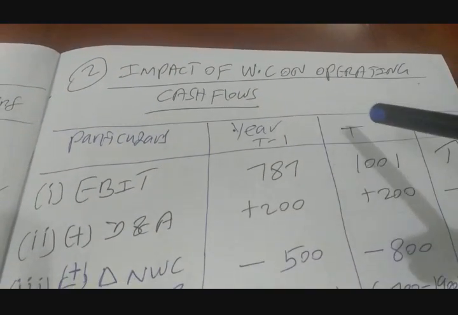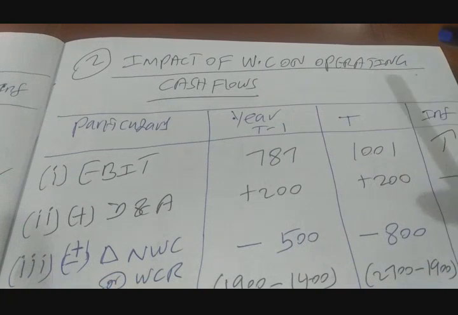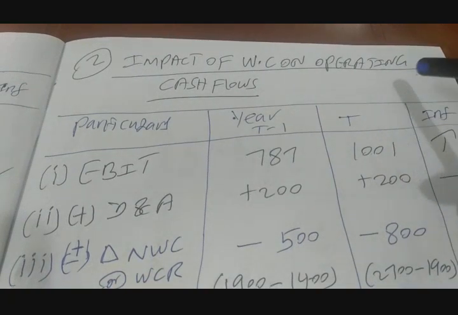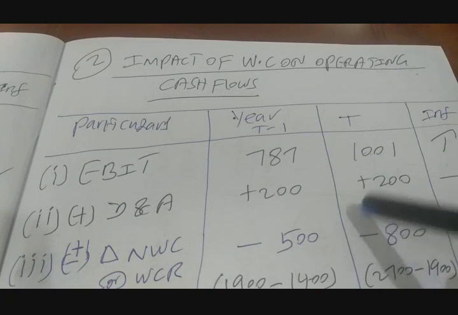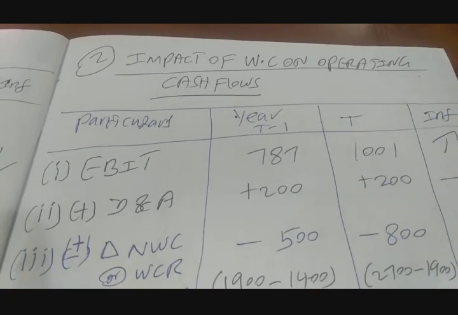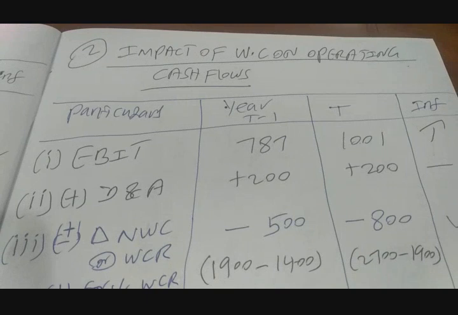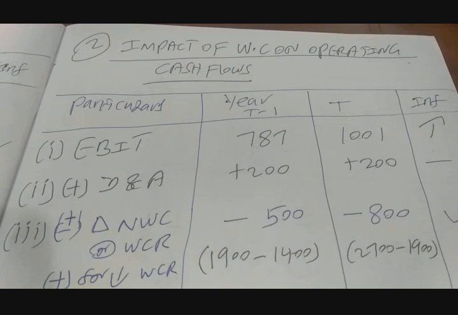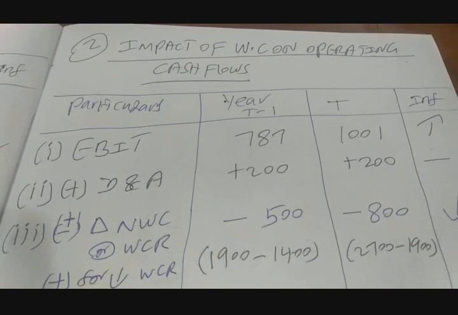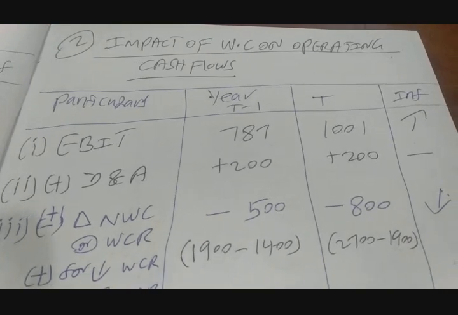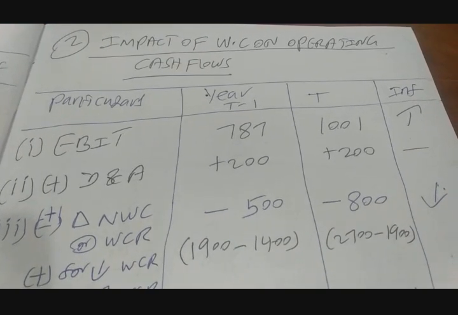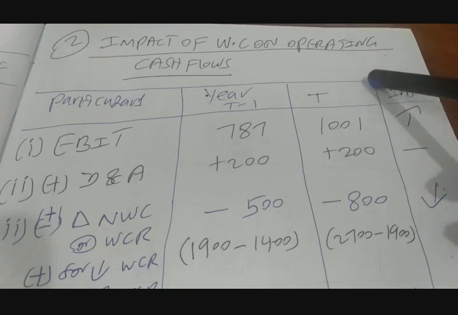I take you to the second question here, wherein we are trying to find out the impact of working capital on operating cash flows. Operating cash flow is a key number in financial analysis, particularly when you apply for a loan from a bank. The bank is definitely going to look at your operating cash flow. It should be positive and increasing year after year. Because we are talking about working capital management, we want to know if there is any relationship between working capital and operating cash flow. That is what we are interested in investigating now.